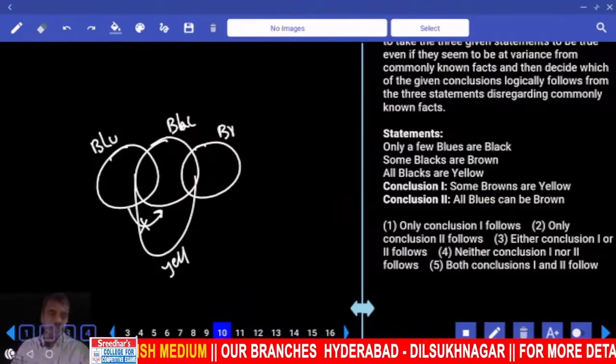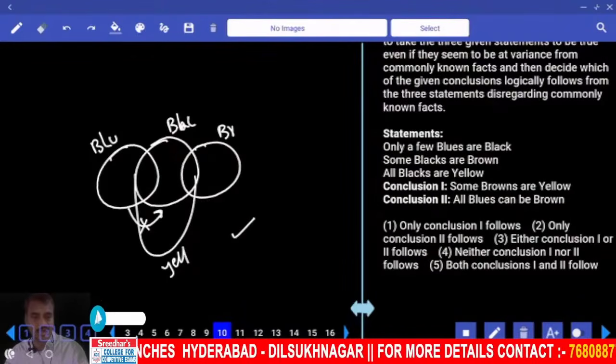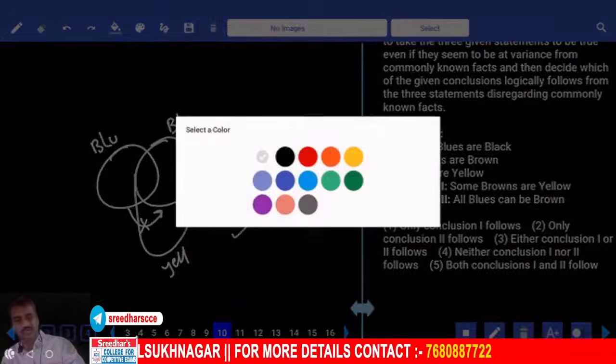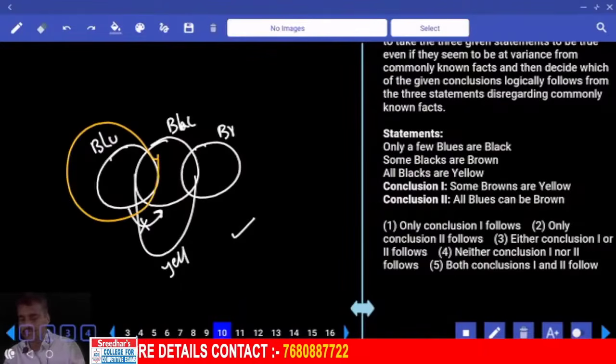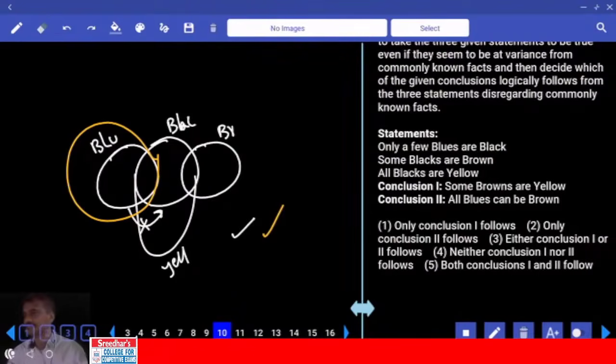Then the first one, some brown are yellow. Brown is here, yellow is here, that is true. All blues can be brown. All blues can be brown means this entire blue is a part of brown. Yes, like this. Possible or not possible? Possible. Hence, what is your answer? Both 1 and 2, choice 5, question number 10.